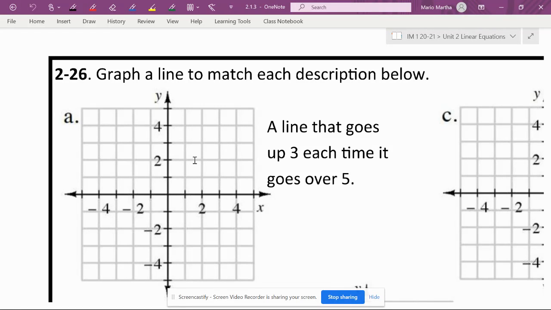So welcome back to Notes 213. This would be part 2. Question 226, graph a line to match each description below.